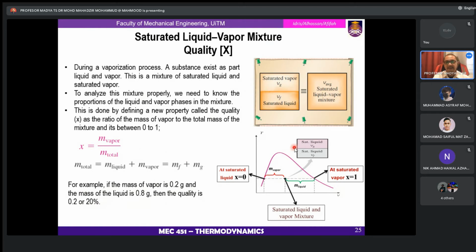That is the quality that can be found, and the quality actually means the mass of vapor. So the X value is the mass of vapor in the mixture region. You have to understand and remember the concept of quality.